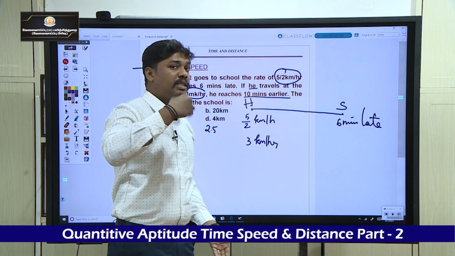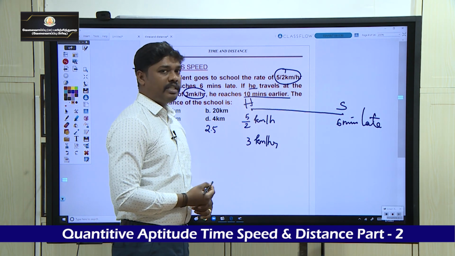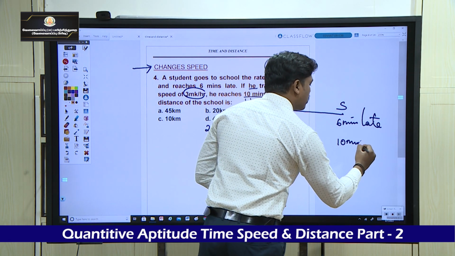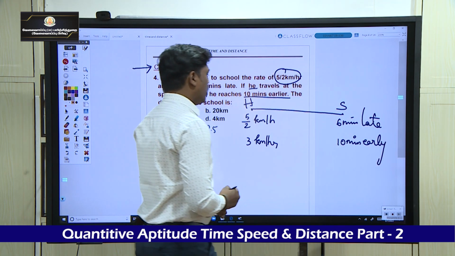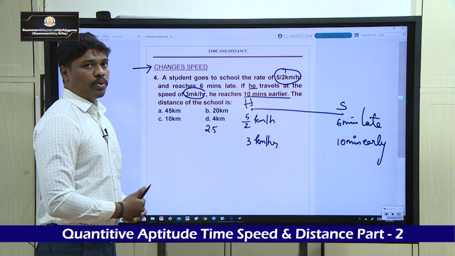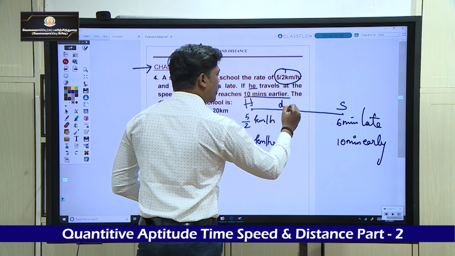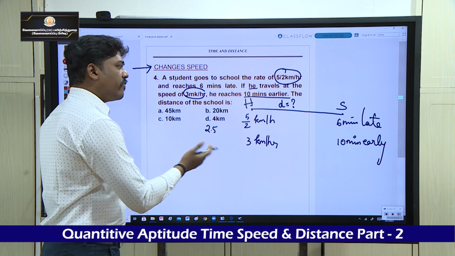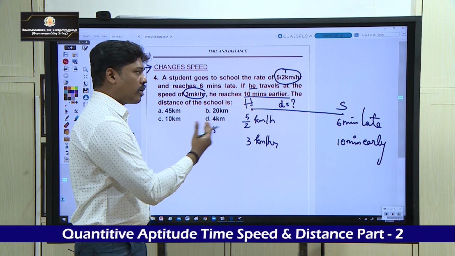If he is increasing the speed and moving at a speed of 3 kilometer per hour, which means he reaches the school 10 minutes early. Okay. Now, the question asked here is, what is the distance of the school? So, from house to school, what is the distance? Okay. This sum we can solve using two types. One is using formula, another using the concept.